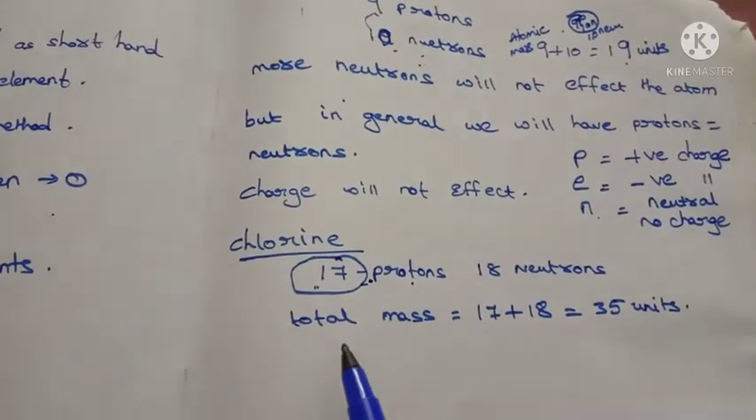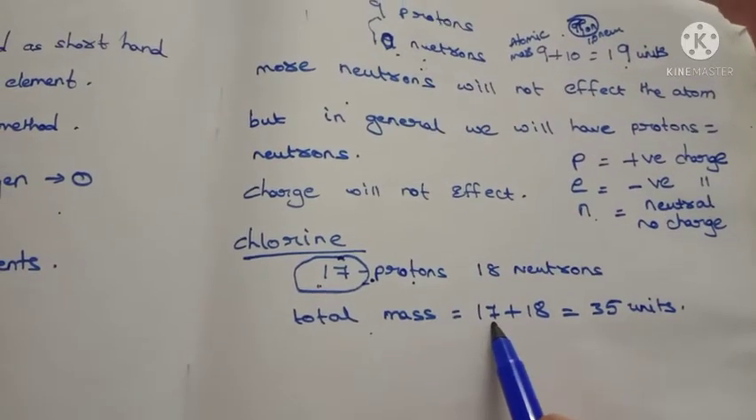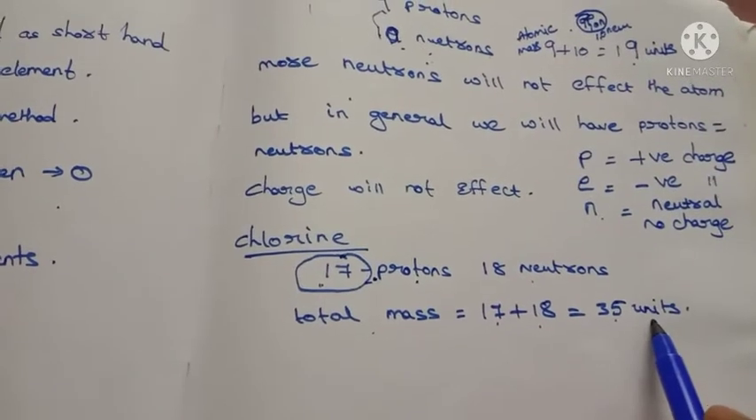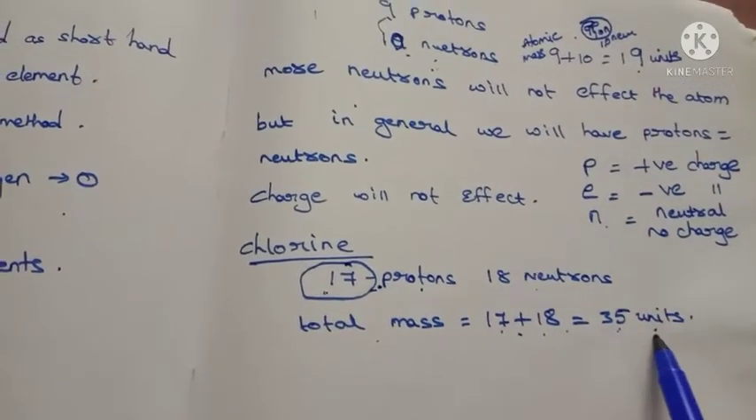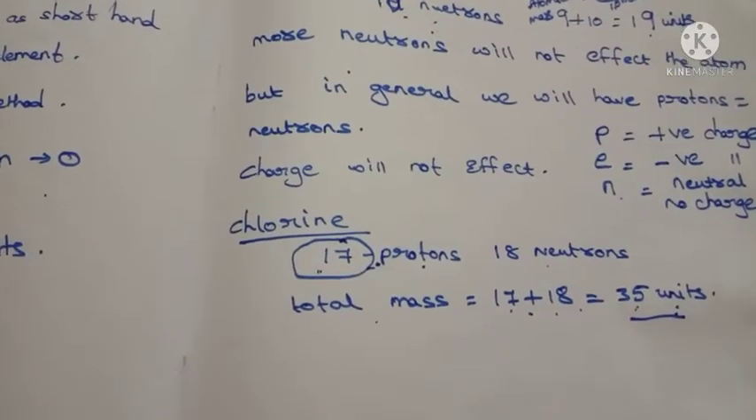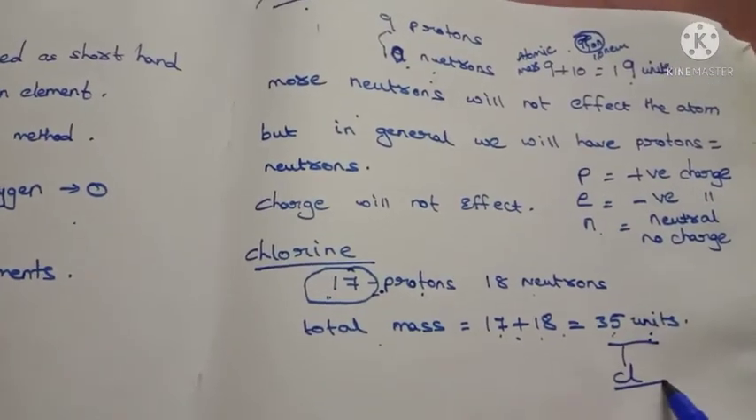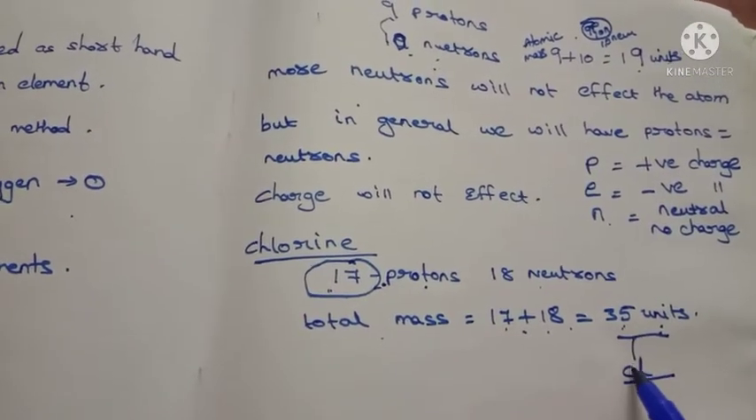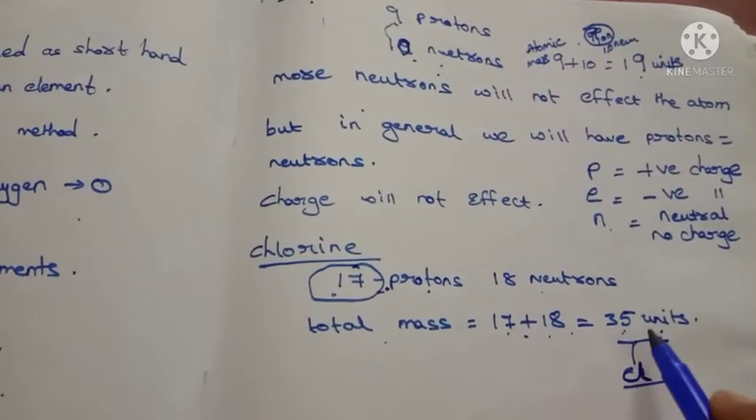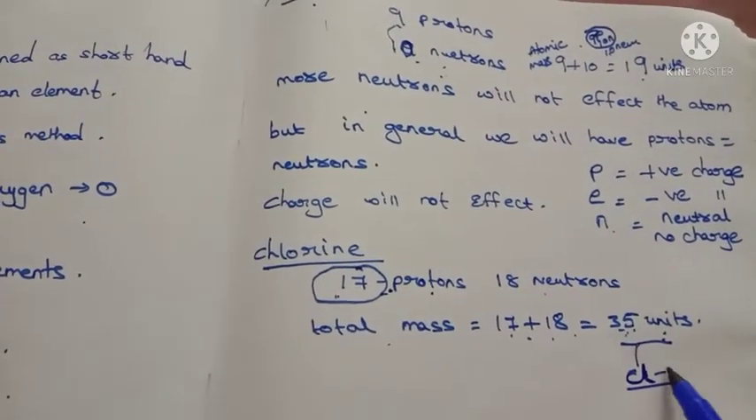So now let us calculate the total mass here, my dear children. Total mass is 17 protons plus 18 neutrons. That gives you 35. Okay, 17 plus 18 is 35. This is the total atomic mass. Now this 35 is represented by chlorine, Cl. The symbol of chlorine is Cl, representing the total mass, that is 35, as well as one atom.